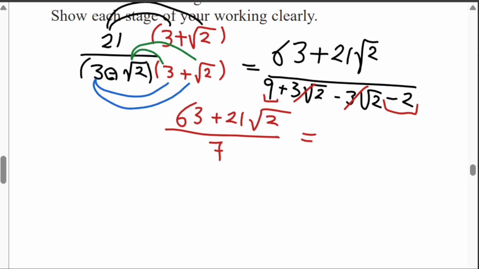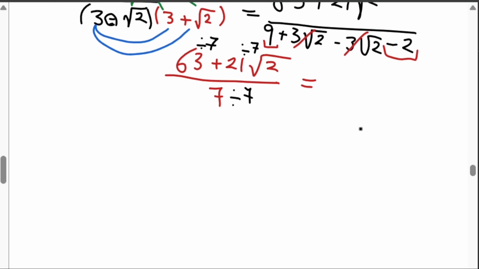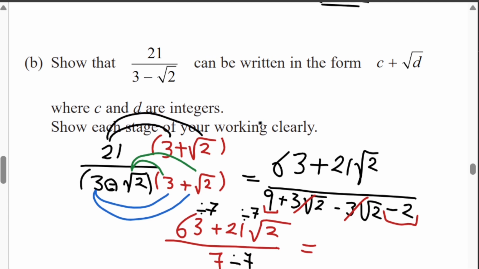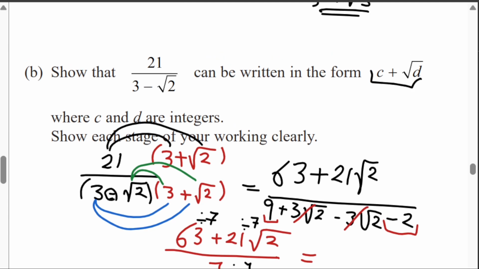Have you noticed that all 3 of them can be divided by 7? So let's divide here by 7, here by 7, and here by 7. Now, 63 divided by 7 is 9, plus 21 divided by 7 is 3, and then root 2. In the denominator, 7 divided by 7 is 1. We don't need to write it. So this is 9 plus 3 root 2, and that's proved.